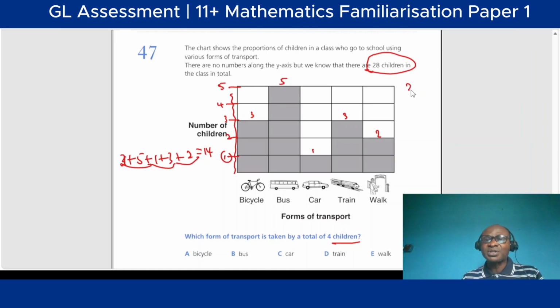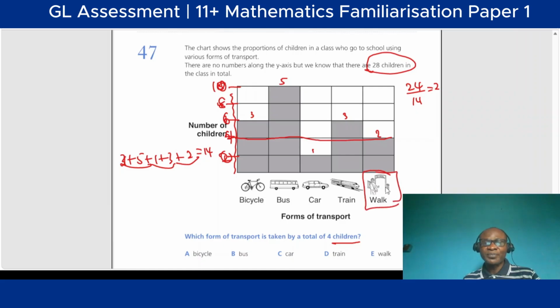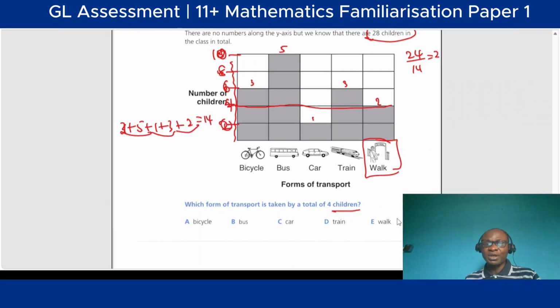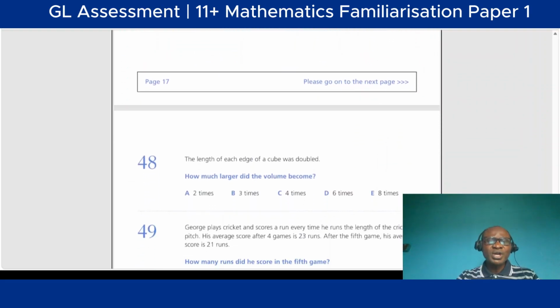Since all the children are 28, 28 divided by 14 will give me exactly 2. So each block there is 2. So here will be 2, 4, 6, 8, 10. Correct. Therefore, we can now estimate those whose total is 4 children. See where we have 4. That means the form of transport is those who walk to school. So the right answer is option E. Next question is question number 48.